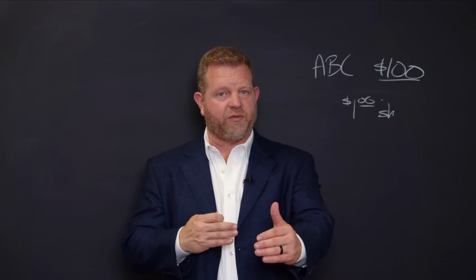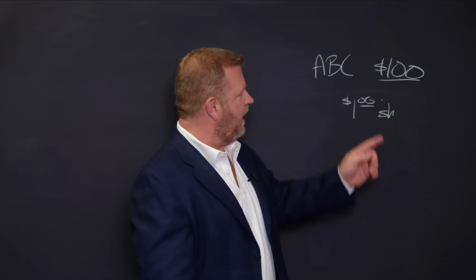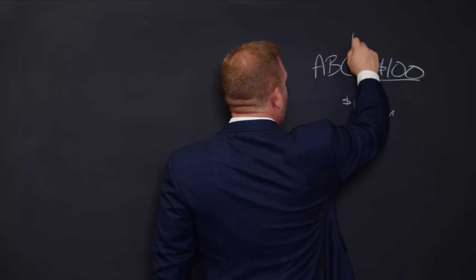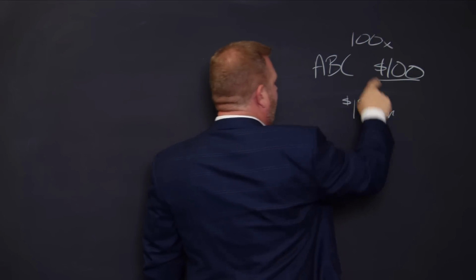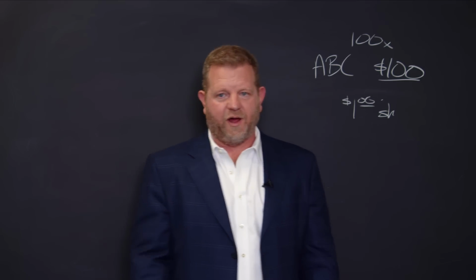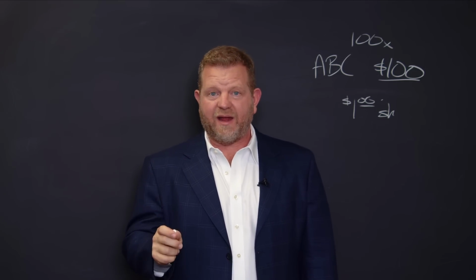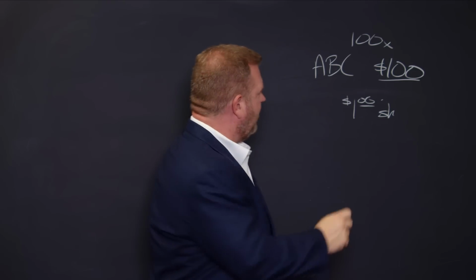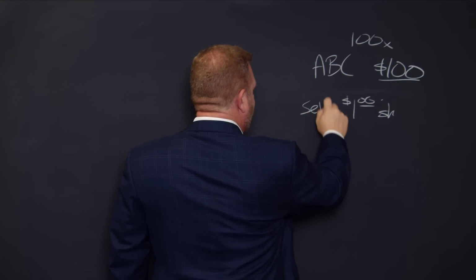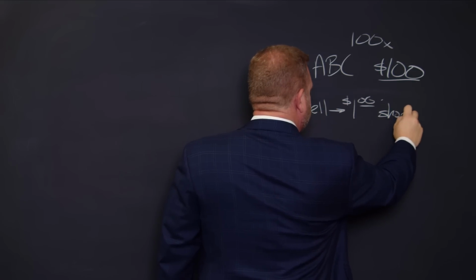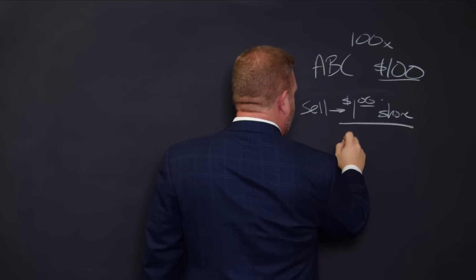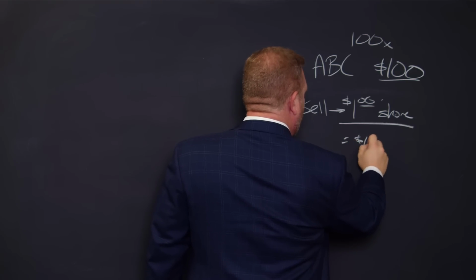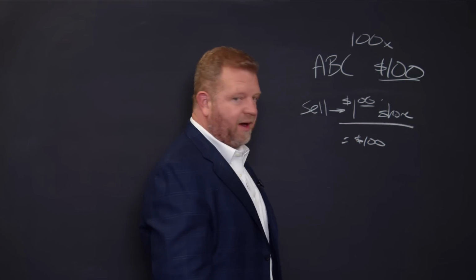Now let's flip this around. And instead, let's just say I own 100 shares of ABC and I paid $100. And instead of buying the option, I sell. This is called a call. I sell it at $100 a share, which equals $100 that I get to put in my pocket.